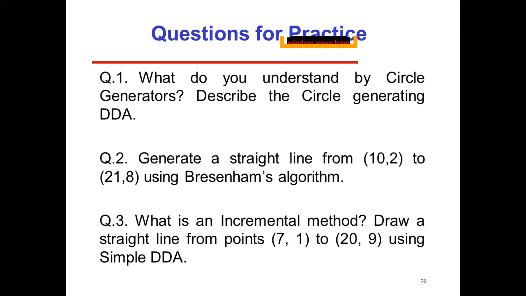There will be no change of the x value, and again you have to calculate the new value of E. E is equal to E plus delta y over delta x. Again check whether E is greater than 0 or less than 0. If it is less than 0, then increase x is equal to x plus 1 and again calculate the new value of E. You continue until you get the end point, that is 21 comma 8.